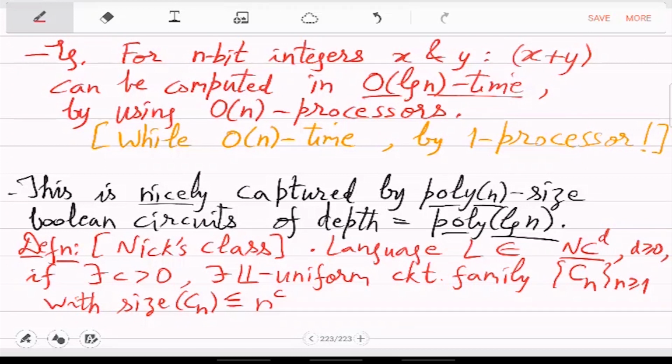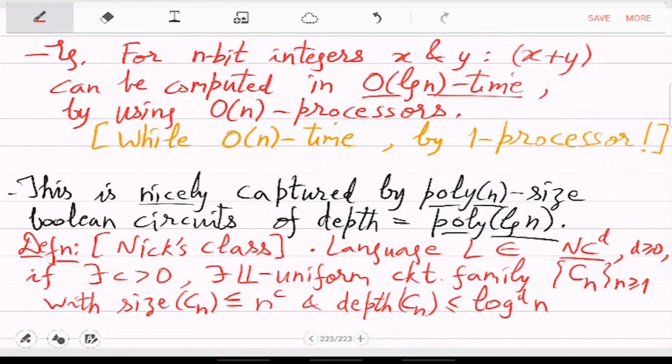Okay, that is what the uniformity means. So, it is a log space uniform circuit family. You can actually produce the circuits very efficiently. Surely in polynomial time you can produce them. And depth, most importantly, is at most (log n)^d. Okay, so this d is the parameter of the complexity class.